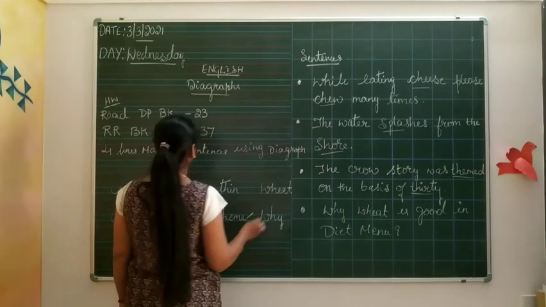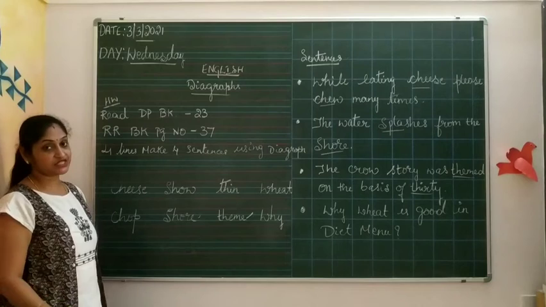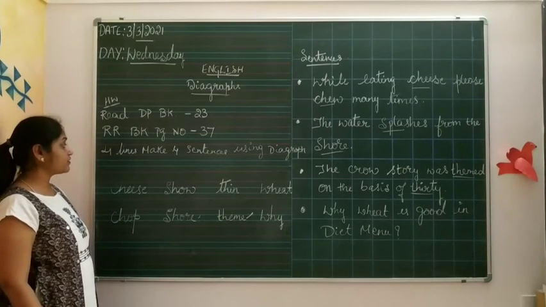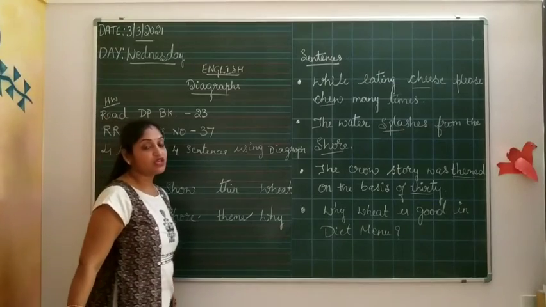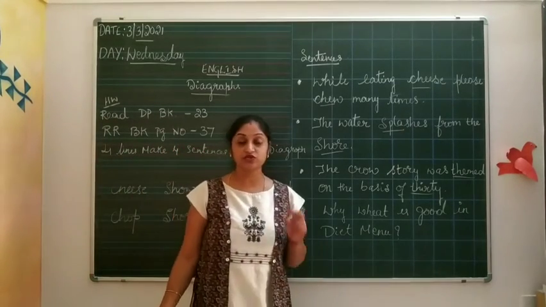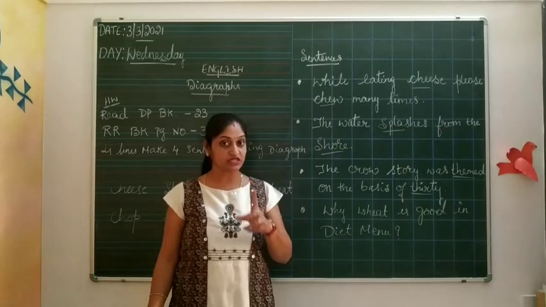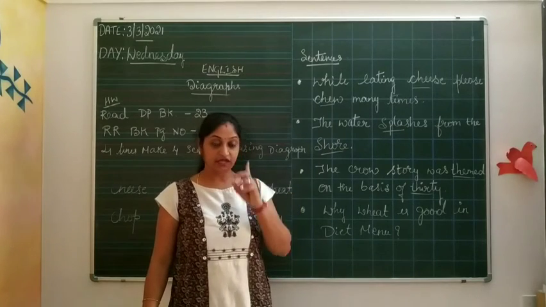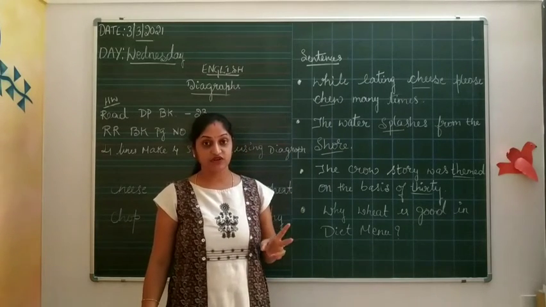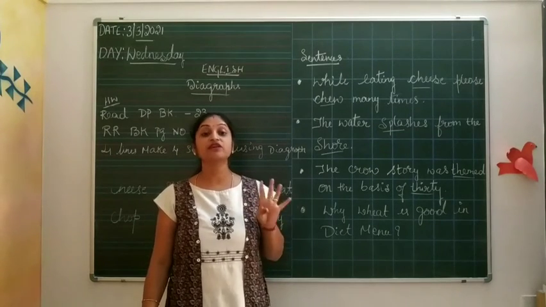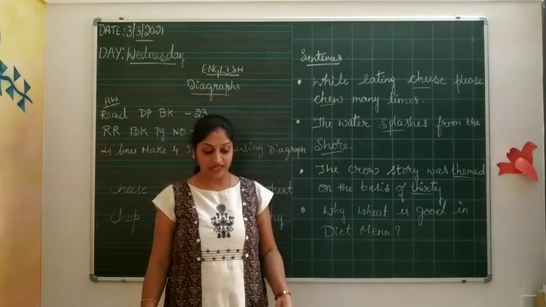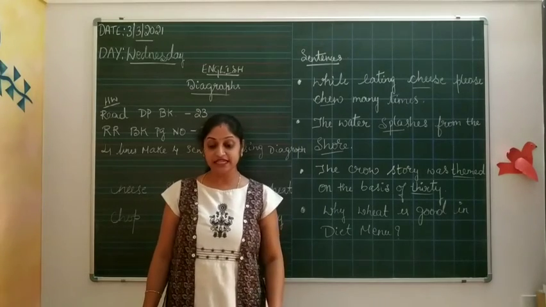Okay, what I have taken here are digraphs like CH, SH, TH and WH. You have to make 4 sentences using the digraphs individually. Okay, if you take TH, you have to use 2 words in that and make 1 sentence. Like that, TH 1 sentence, SH 1 sentence, WH 1 sentence. Like that you have to make 4 sentences for the 4 digraphs. This is your English homework.